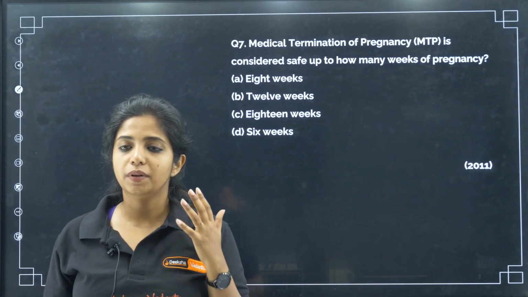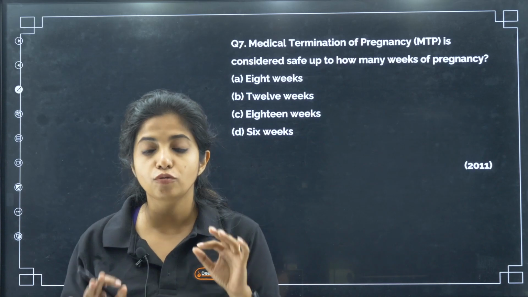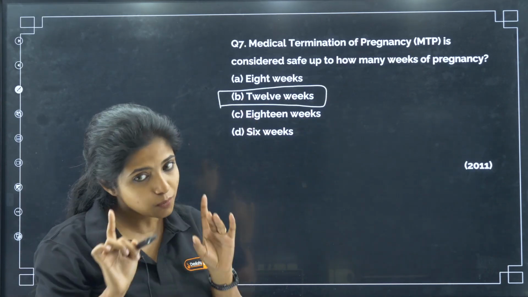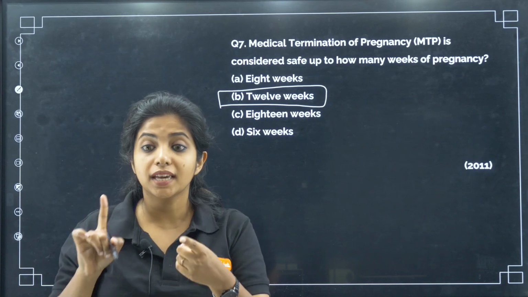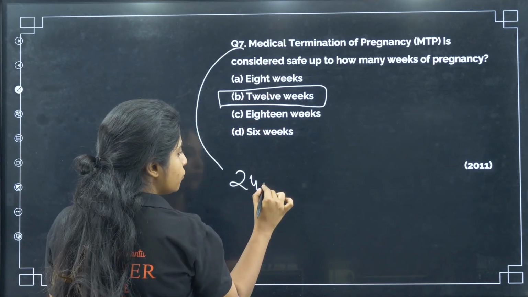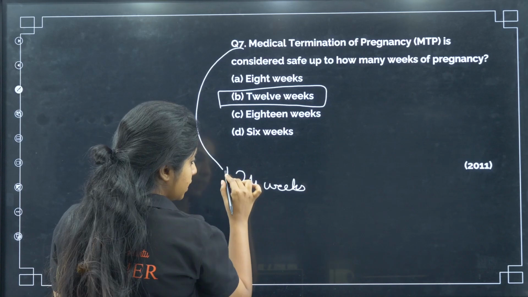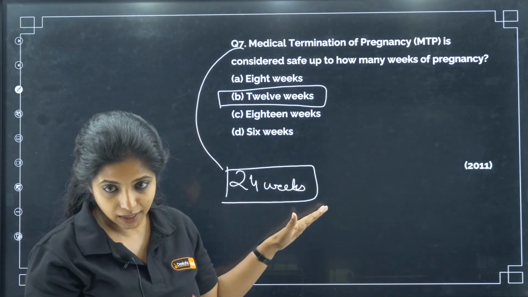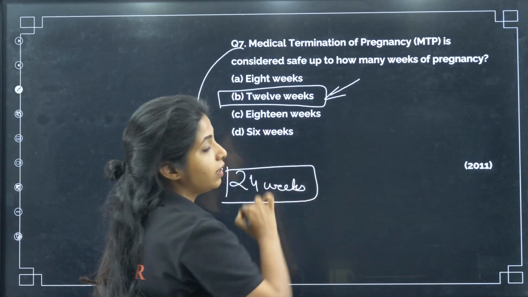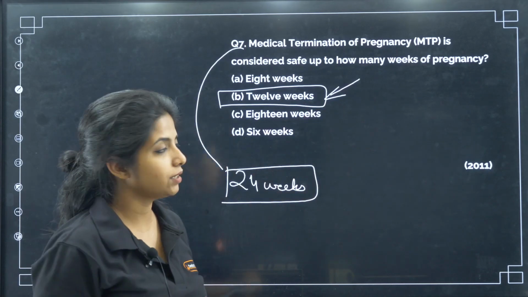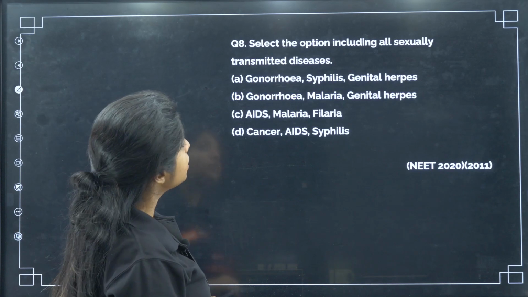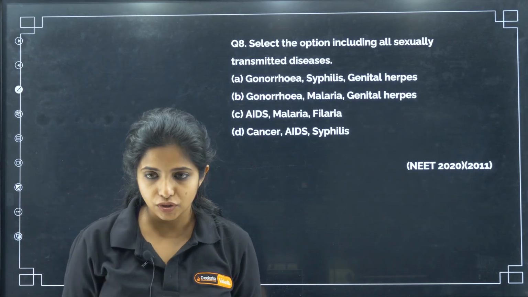So medical termination of pregnancy is almost safe up to 12 weeks of pregnancy. Okay, now I'll tell you one more thing. Medical termination of pregnancy, MTP, or induced abortion can be done up to 24 weeks as well. It can be done up to 24 weeks, but it is considered to be safe only up to 12 weeks. Got it? Yes. Now, select the option including all sexually transmitted diseases.